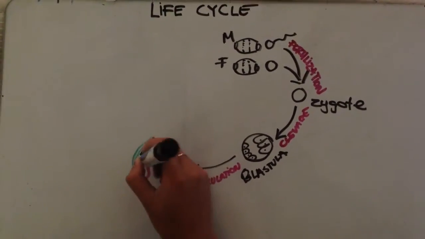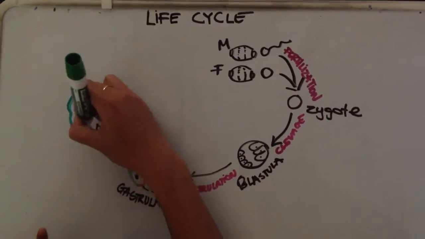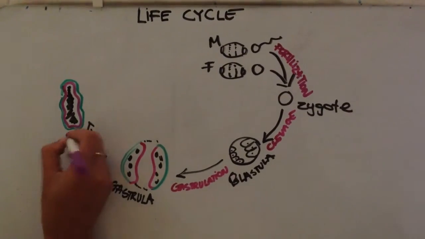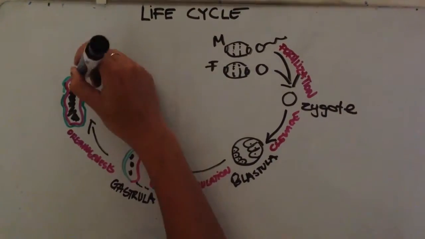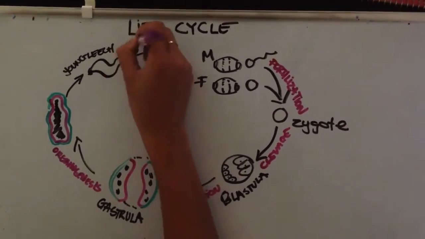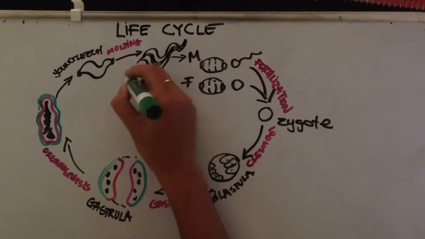The blastula will then undergo gastrulation and form the three tissue layers, which are endoderm, mesoderm, and ectoderm, resulting in a gastrula. The gastrula will then undergo organogenesis, which gives rise to organs, forming a complete young leech. In order to grow, the leech grows by molting, which is the periodic shedding of the outer layer.